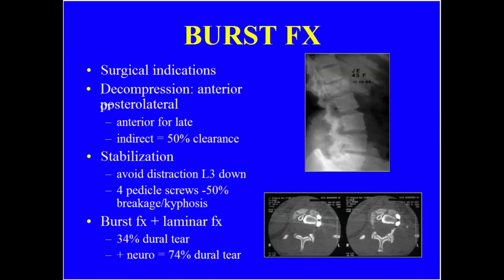And also, this is something you could be asked about. If you see a burst fracture and a laminar fracture, there's probably about a 1 in 3 chance that there will be an associated dural tear. And if you see a burst fracture, a laminar fracture, and a neurologic injury, there's probably 3 chances in 4 that the patient will have a dural tear. So if you're going to operate posteriorly, you need to be aware that you're probably going to be dealing with a spinal fluid leak and need to treat that.